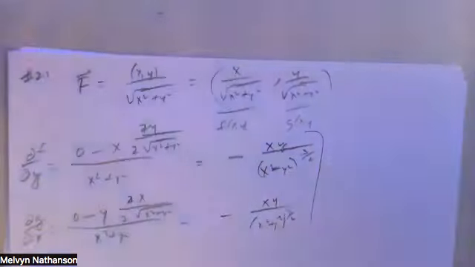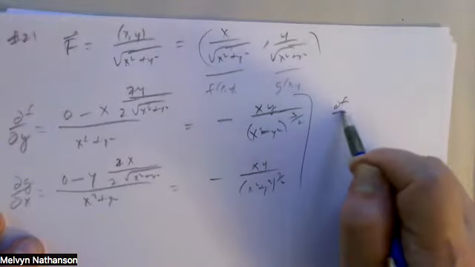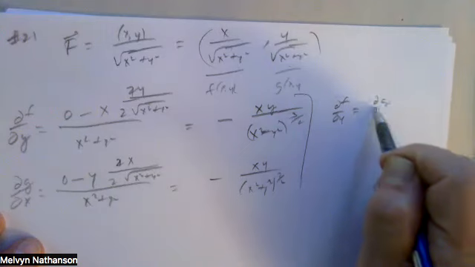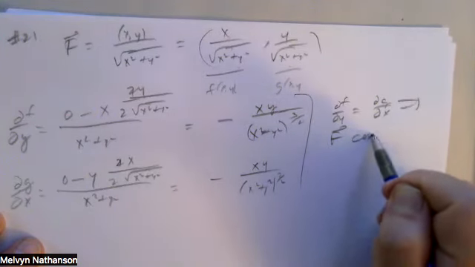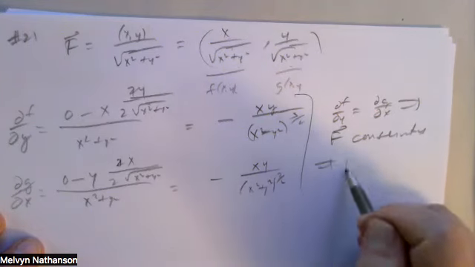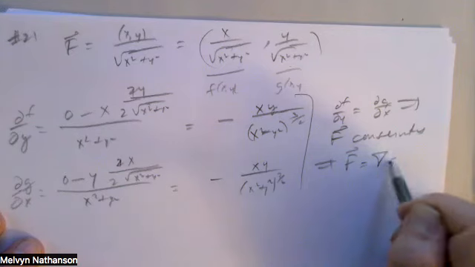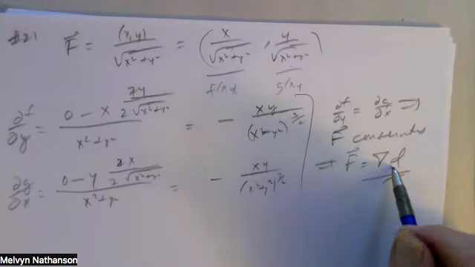If you compare these two, they're equal. Partial of f with respect to y equals partial of g with respect to x, which means f is a conservative vector field, which means f is the gradient of phi for some potential function phi. And what do we know about phi?